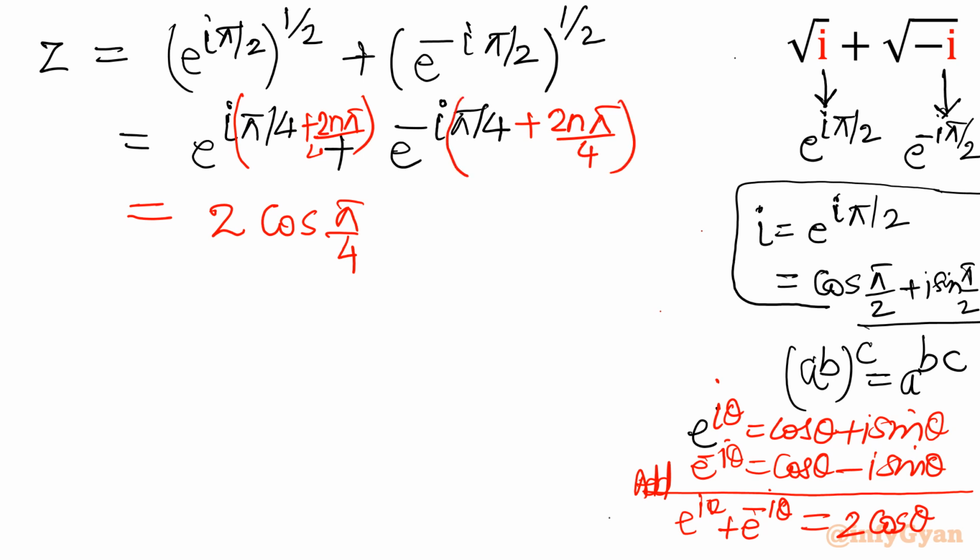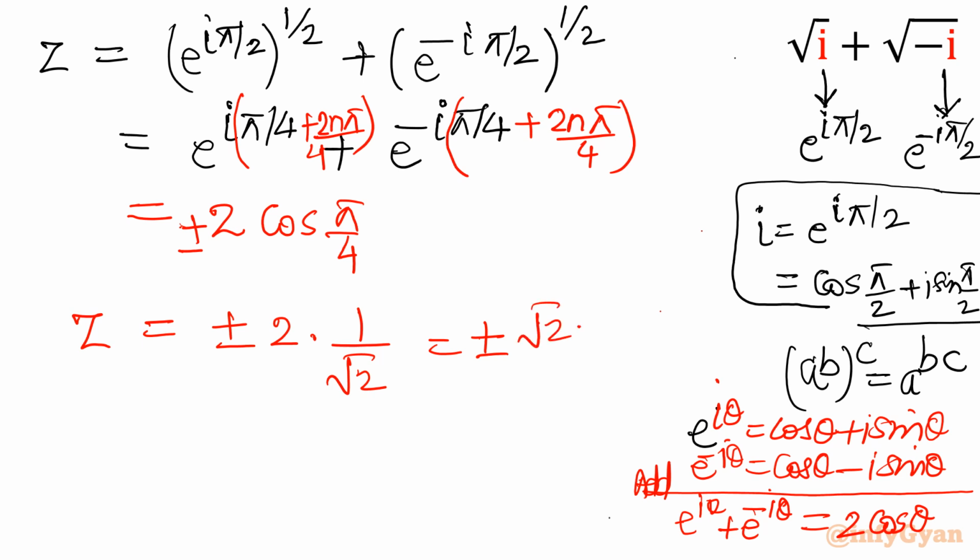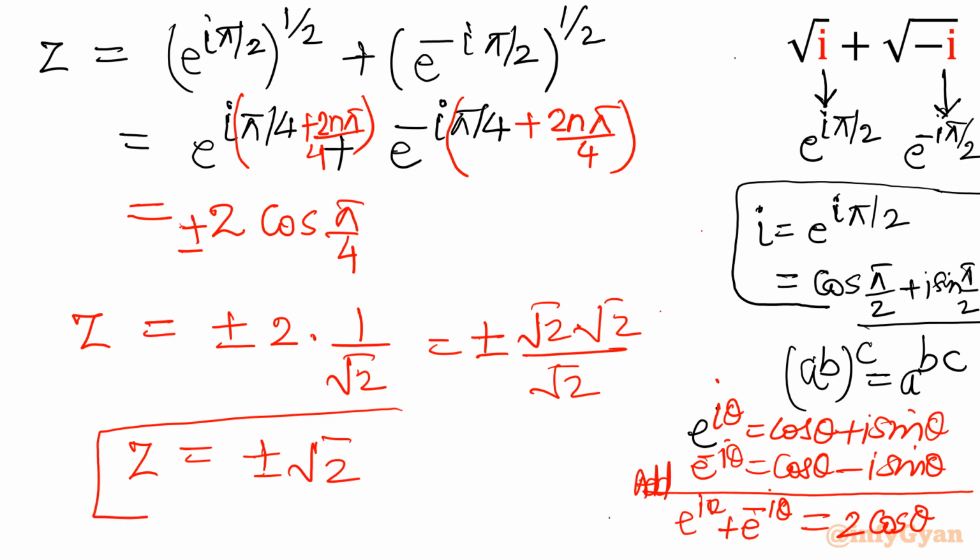This is how you can proceed. Once you generalize it, it will come out as plus minus, the general solution. So z will come out plus minus 2 cos pi over 4, that means cos 45, 1 over root 2. That value will be plus minus root 2 times root 2 over root 2. So z will come out plus minus root 2. This is using De Moivre's theorem, Euler's identity, and properties of iota or the imaginary number i.